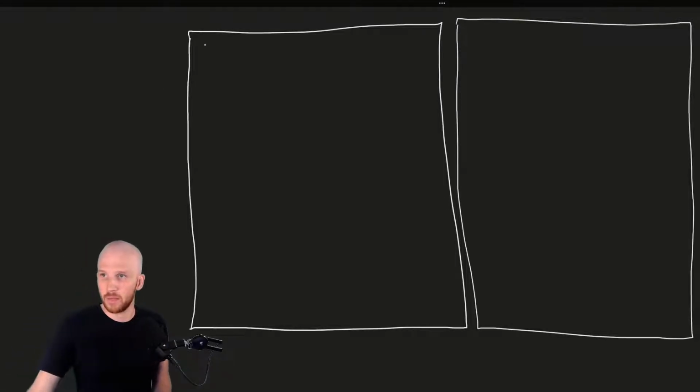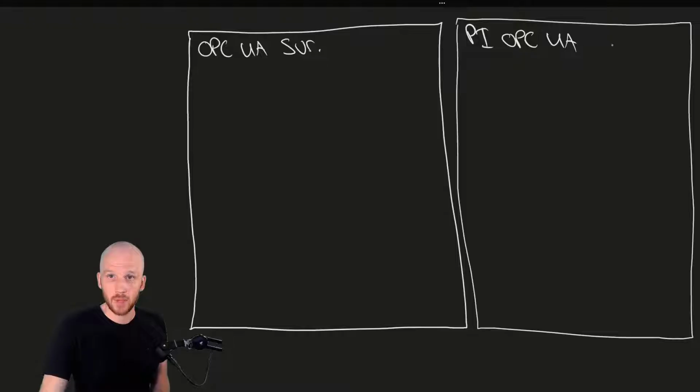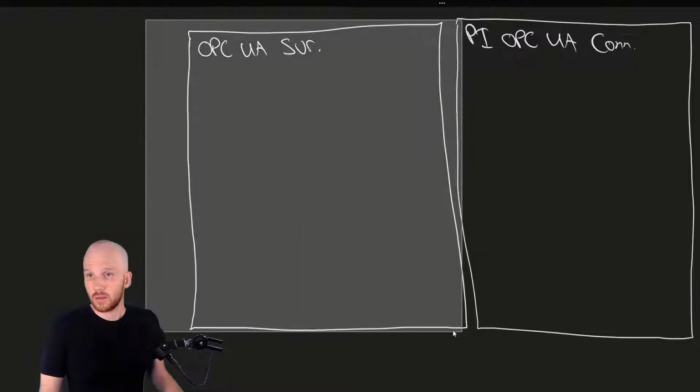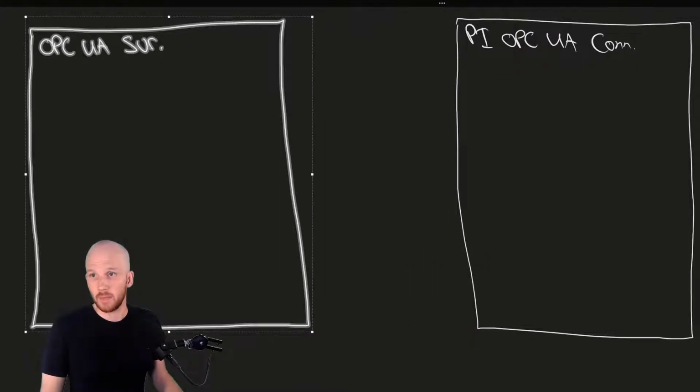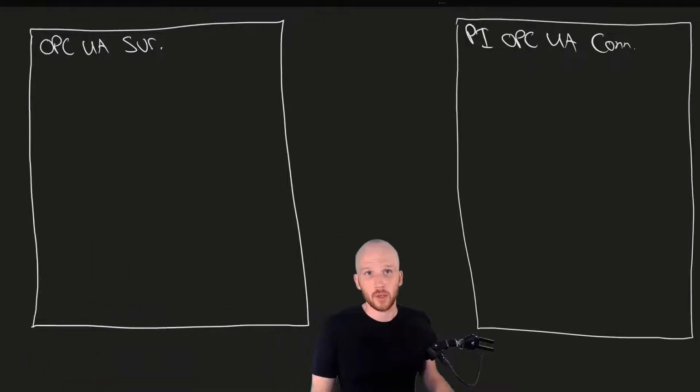We have our OPC UA server and our PI OPC UA connector. And this is going to get a bit mushy unless I separate them out. There you go. It can be in the middle.